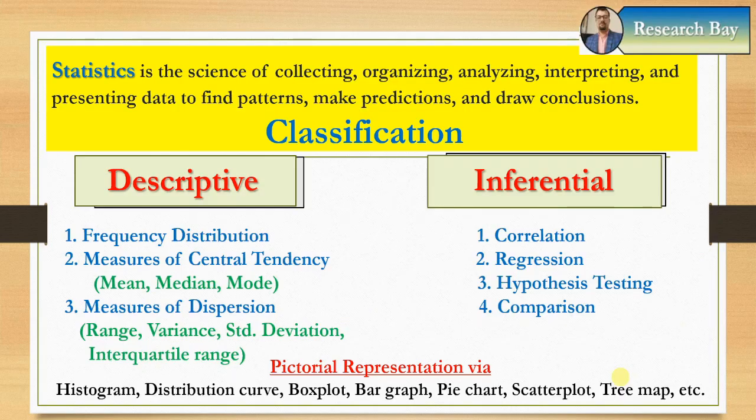Statistics is the science of collecting, organizing, analyzing, interpreting and presenting the data to find patterns, make predictions and draw conclusions. Parameter tells us the characteristics of the population, and statistics tells us the characteristics of the sample which is taken from that population. So that's the difference between parameter and statistics.